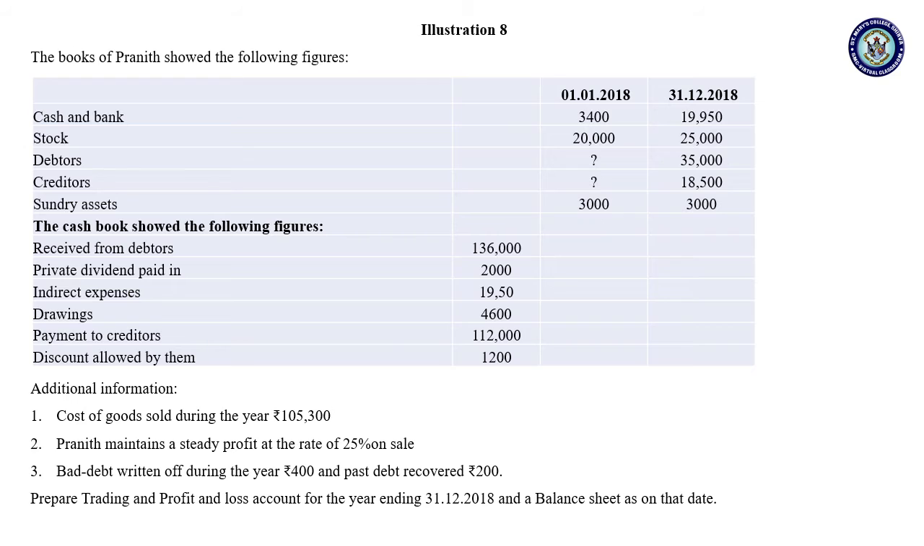So now we have to prepare the trading and profit and loss account and the balance sheet. Before that, we have to prepare three ledger accounts, that is debtor, creditor and cash. Then you have to prepare the opening statement of assets because the opening capital is not given. Then you have to move on to the trading account. So first we'll start with the cash account.